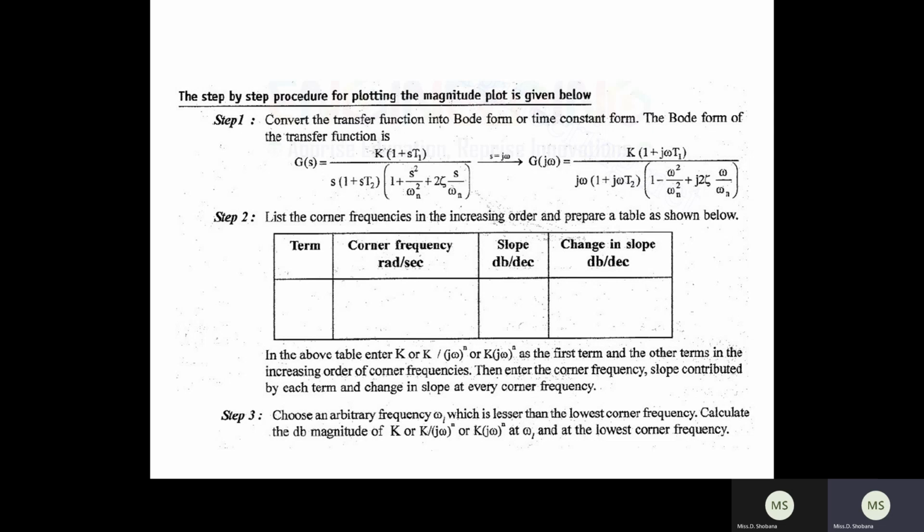And then you can see how to choose the various values of corner frequency. Here we have various corner frequencies. Already I have told you, you have to look into the j omega coefficient, take the reciprocal of it, and you will get the corner frequencies.